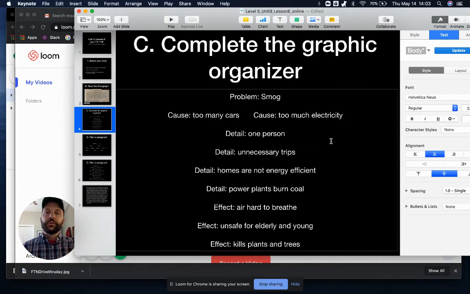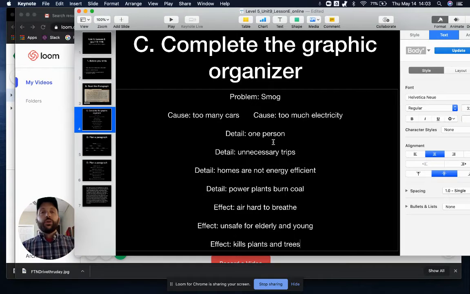So again, this is just a graphic organizer to help you think about the order of your paragraph so that you communicate what you want to say clearly and in an organized way, so the person reading it doesn't have trouble understanding what you're trying to say. They understand it because it's clear, it's orderly, and it makes sense.